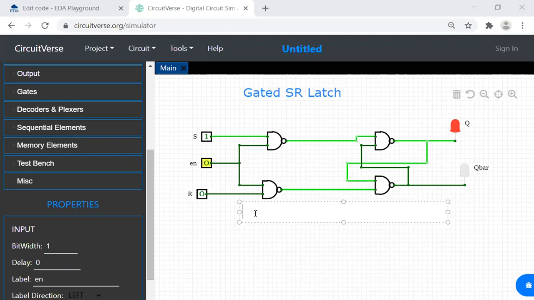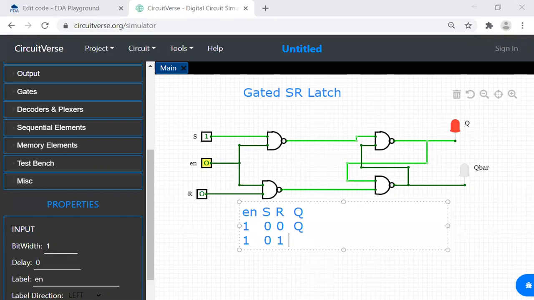So when I write the truth table, what are the inputs? I have inputs S and R, and one more input is enable. So my inputs are enable, S and R, and the output will be Q, as you know. So enable is 1. First combination will be 0 and 0. So here Q will be retained as it is. Enable is 1. Next combination of the truth table will be 0, 1. When S is 0 and R is 1, since enable is 1, Q will be equal to 0.